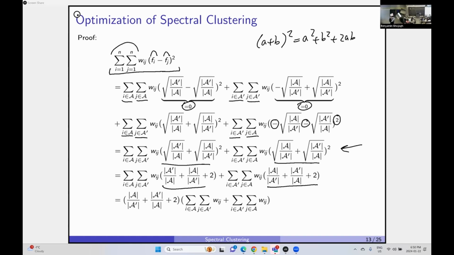Okay, agreed? Now what happens? These 2 parts are equal to each other and they don't depend on i and j. So I factor them out and bring them out of the summation. I will have this. Okay? Now what happens?